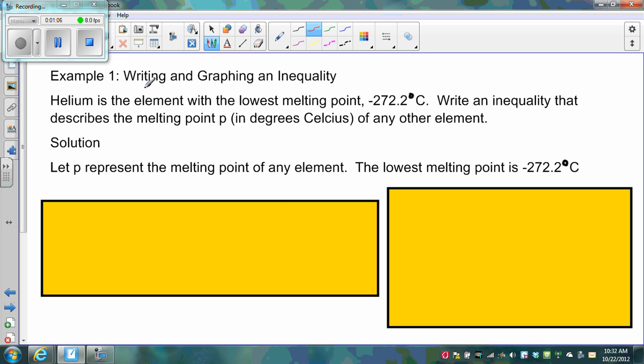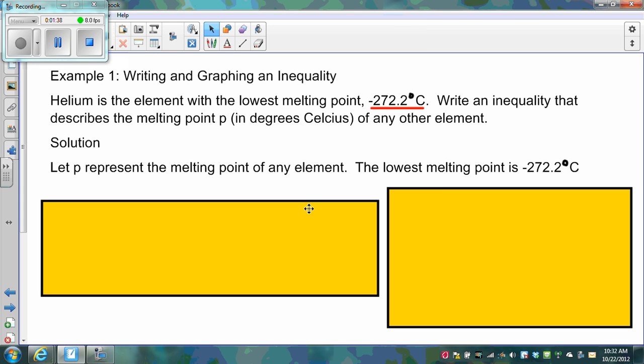So example 1 is writing and graphing an inequality. Graphing meaning putting it on a number line. Helium is the element with the lowest melting point of negative 272.2 degrees C. Write an inequality that describes the melting point, P, in degrees Celsius of any other element. So let P represent the melting point.